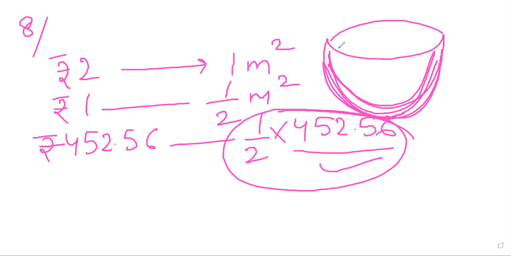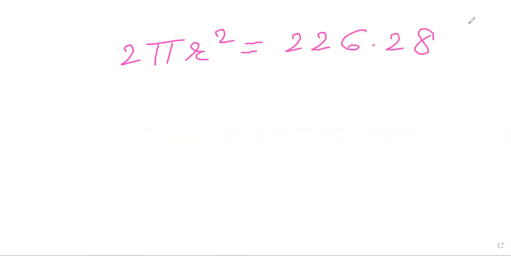After finding the inside surface area of the dome, we'll find the volume of the air inside the dome. From here you will get the surface area 226.28. Using the formula, the surface area is 2 pi r square. Using this, you will find the radius, and after finding the radius of the hemispherical dome, you can easily find the volume of the dome.